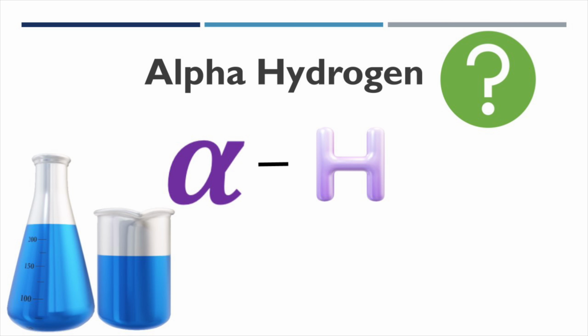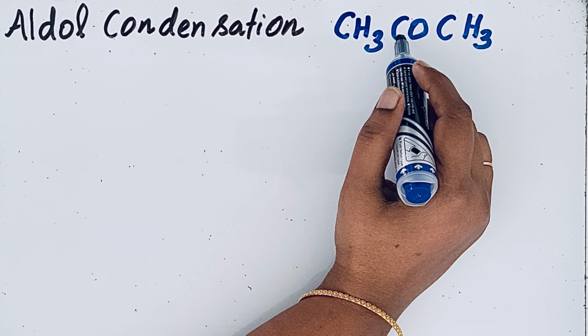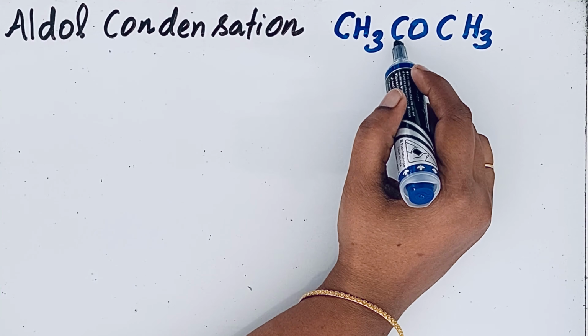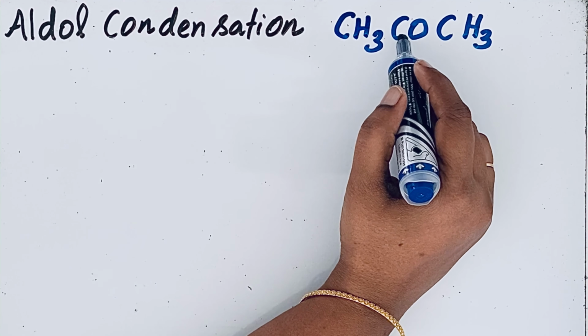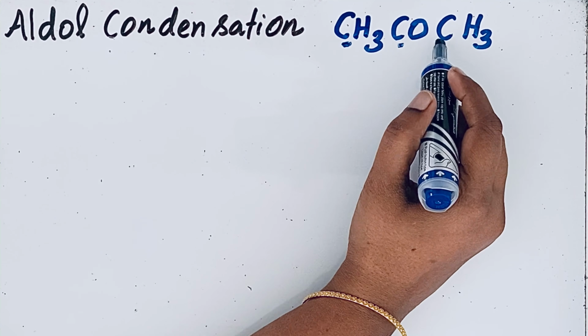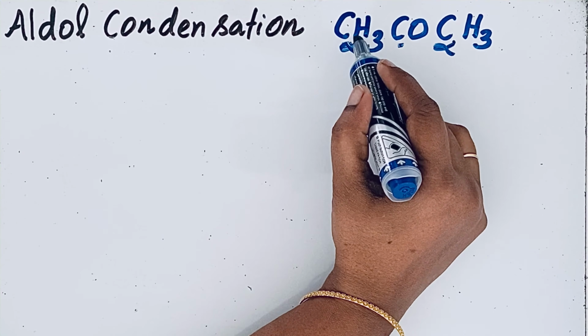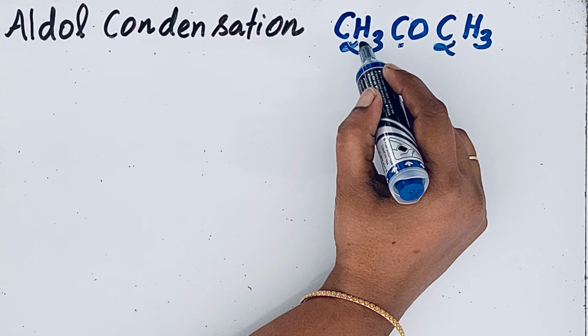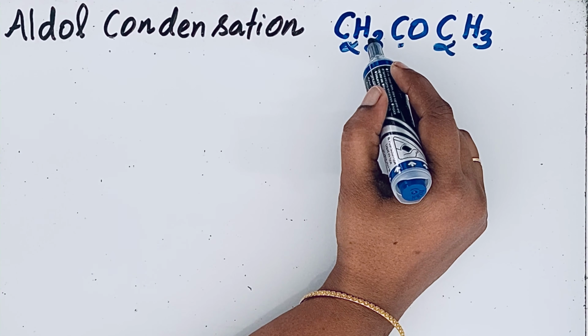What is alpha hydrogen? The carbon which is attached to the functional group is called the alpha carbon. So here in ketone, the CO group is the functional group, so the carbon which is attached to the carbonyl group, this carbon or this carbon, is considered the alpha carbon. The hydrogen atom which is attached to the alpha carbon is called alpha hydrogen. Here we have 3 and here we have 3, so a total of 6 alpha hydrogens are present in acetone.